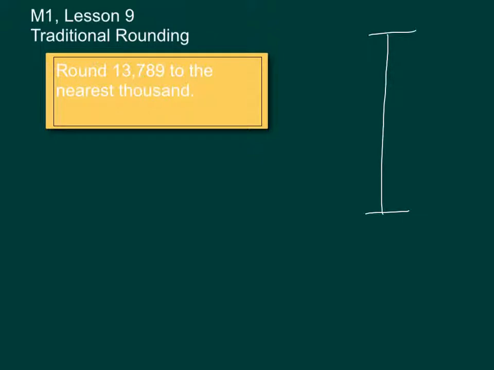Okay, here's my problem. Round 13,789 to the nearest thousand. So what we did before is we said, okay, we have the thousands place, so we look to see what's in the thousands place, and we write that down on our number line, 13 thousands, and we drew a box around that. And since it's 13,000, we finish out the number.